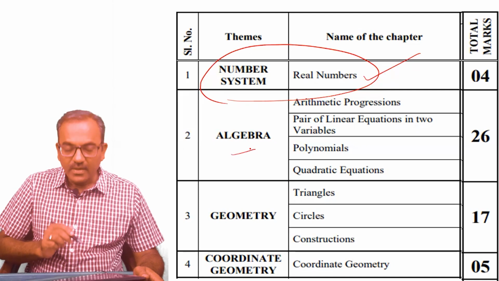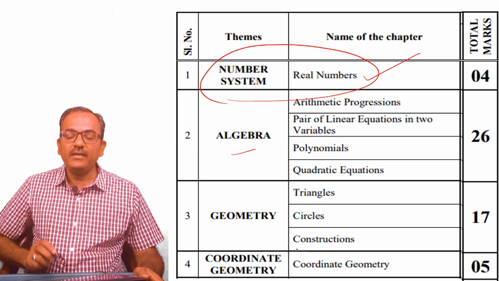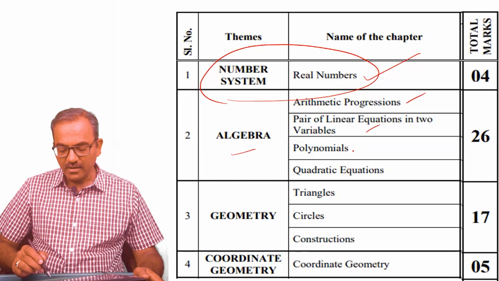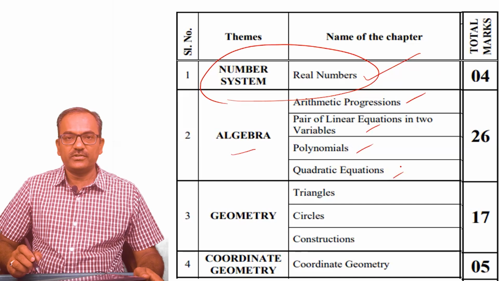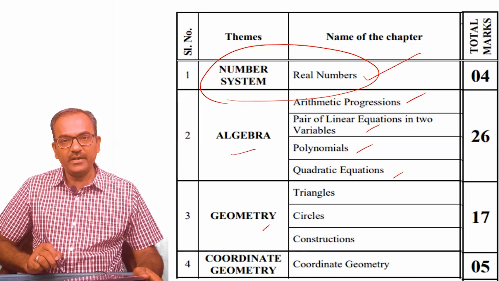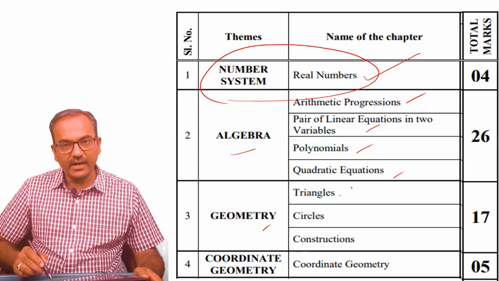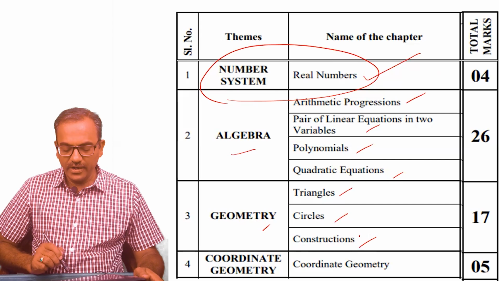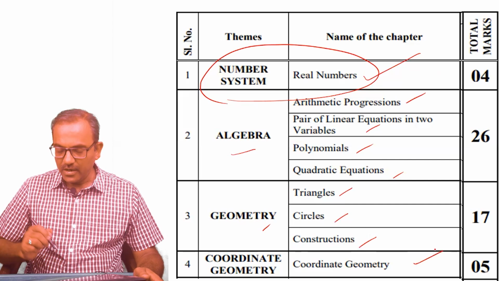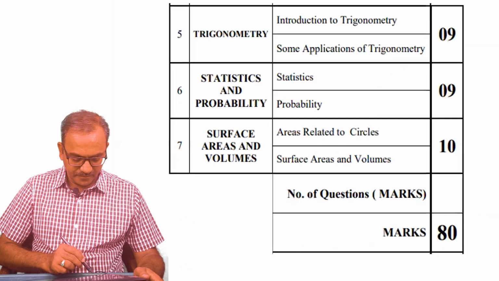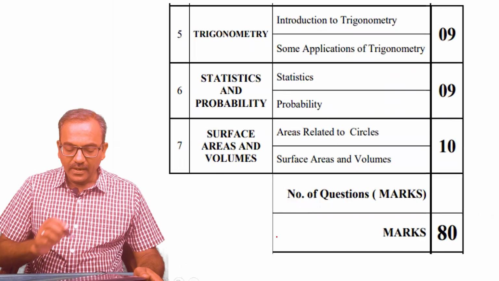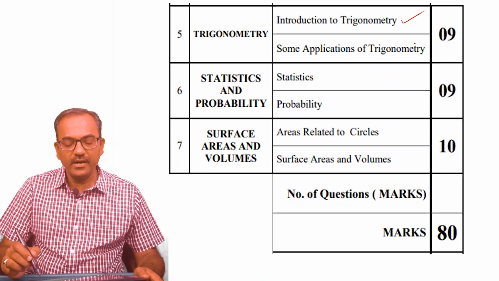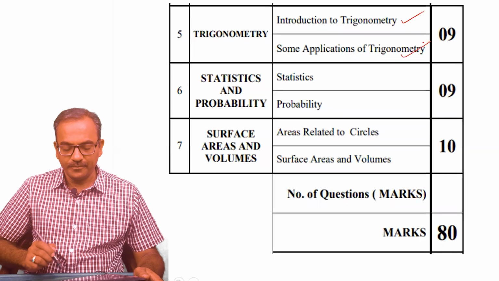And the second theme is algebra, wherein it contains arithmetic progressions, linear equations in 2 variables, polynomials and quadratic equations. And the geometry theme, as you know, has triangles, circles and constructions. And in the coordinate geometry theme, we have only coordinate geometry. And then in the trigonometry theme, we have introduction to trigonometry and some applications of trigonometry.